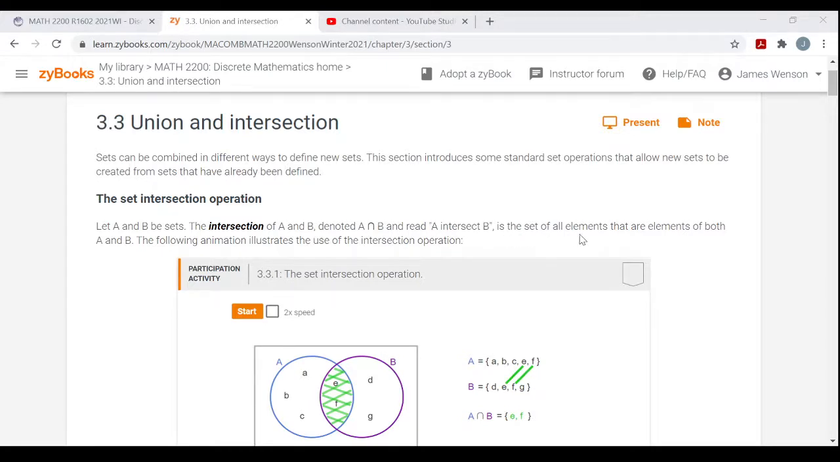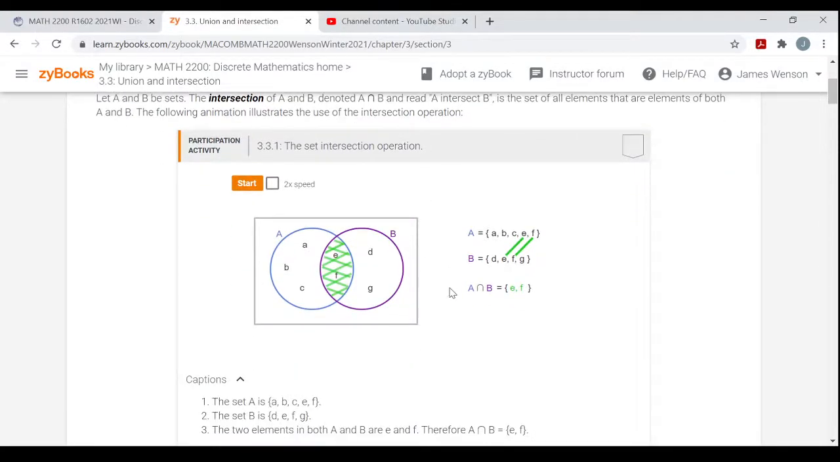It is the set of all elements that are elements of both A and B. So this intersection symbol acts like the conjunction symbol from logic. An element will be in set A intersect B if it's in both A and B at the same time.